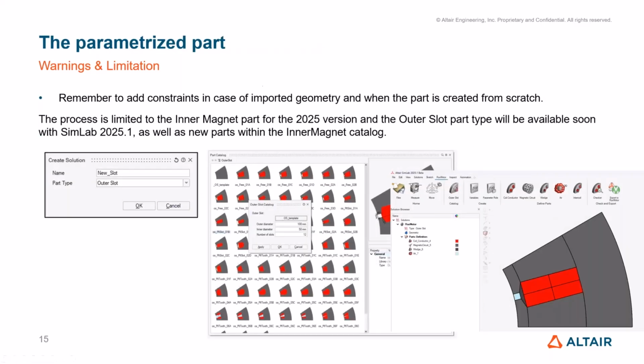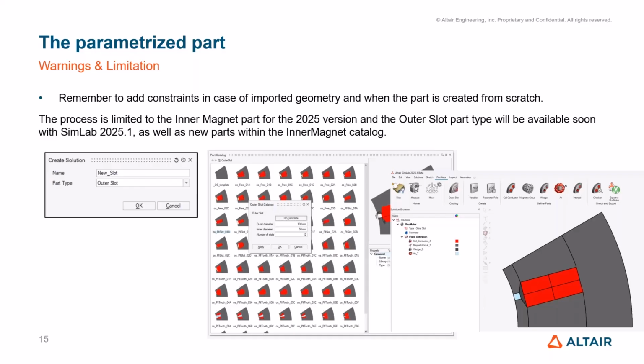The last thing is please remember to add constraints. This is very important, especially in the case of imported geometry and when the part is created from scratch. This is because if you don't add constraints, you will see some errors, but also when you change the parameter, you are not sure where is the direction of the change, right? So it's important that you remember to add all the constraints you will need.